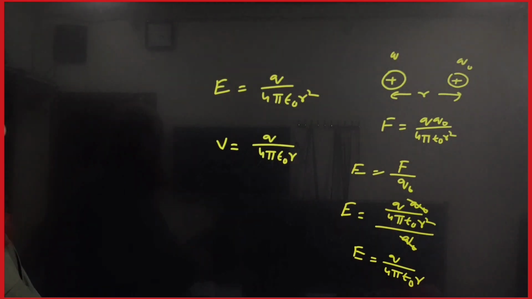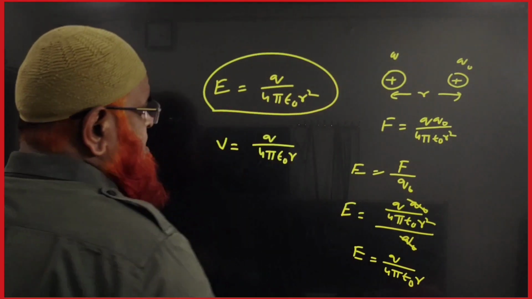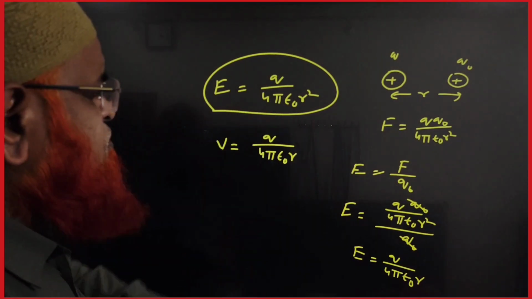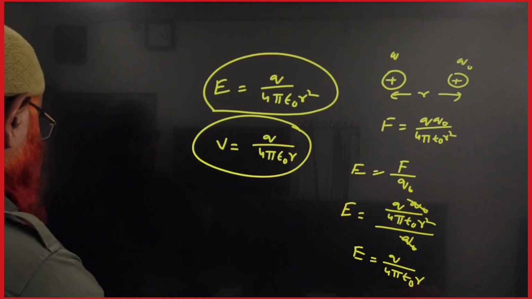Then what is the formula for electric potential? So from this formula only we got this formula. That is, electric field intensity is nothing but Q by 4 pi epsilon naught into R square. Then how did we get this formula here? We shall discuss in detail.